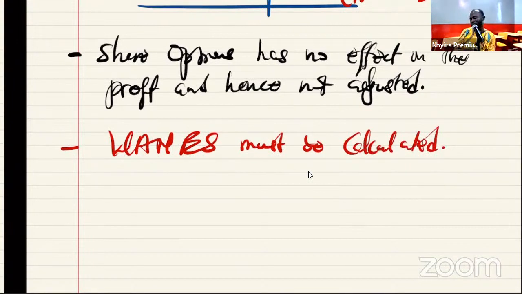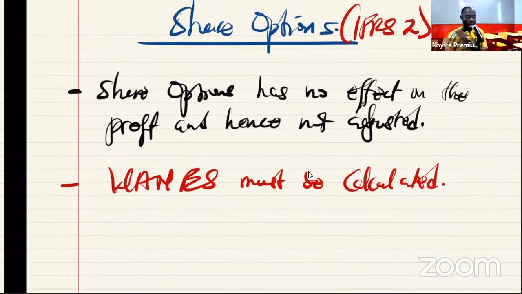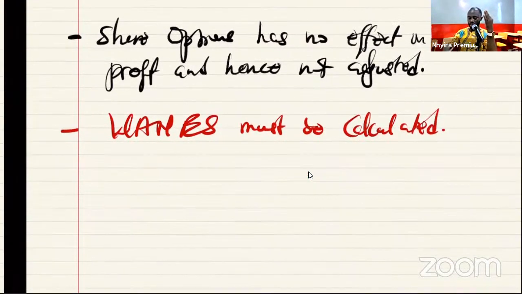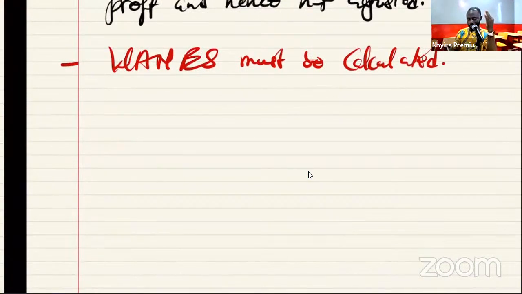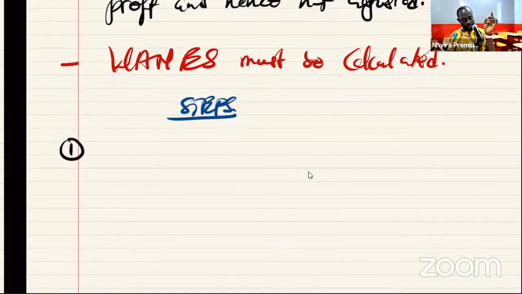So the question we then ask ourselves is, how do we calculate the weighted average number of equity shares when there is a share option? We go through a three-stage approach to calculate the WANS under this. Step one is we're going to calculate the percentage of dilution.